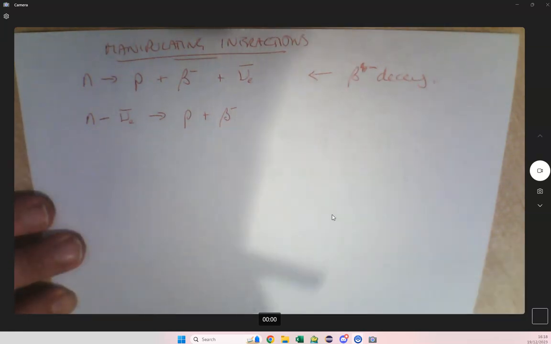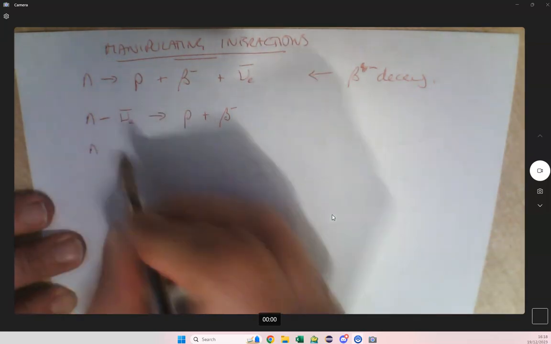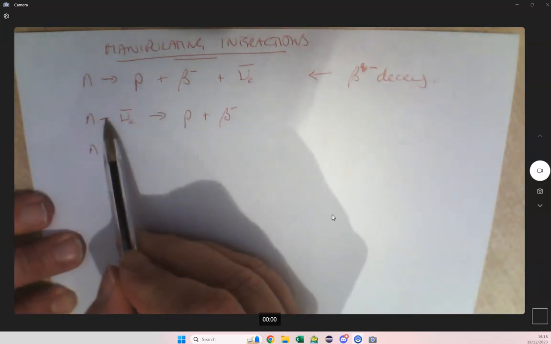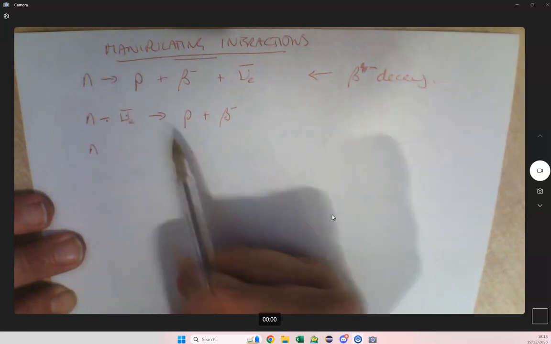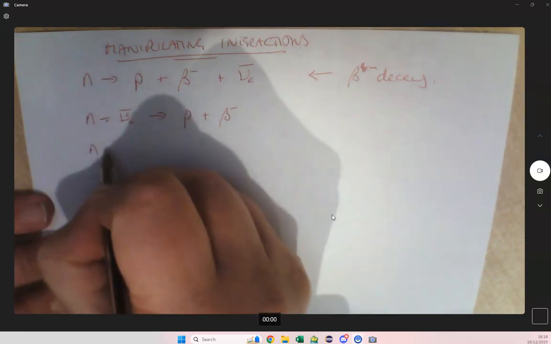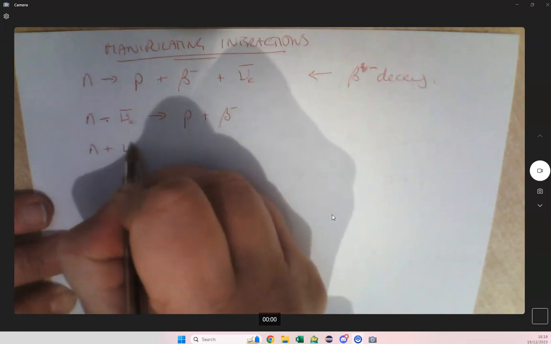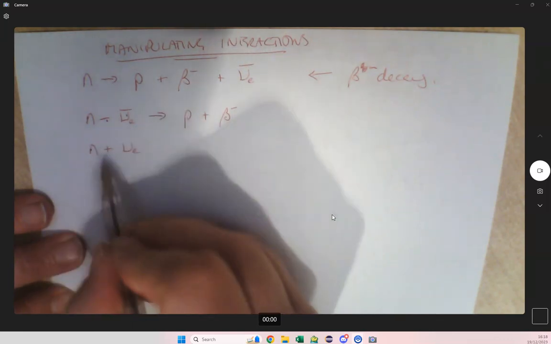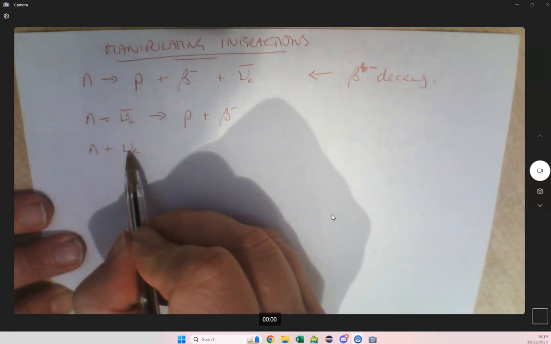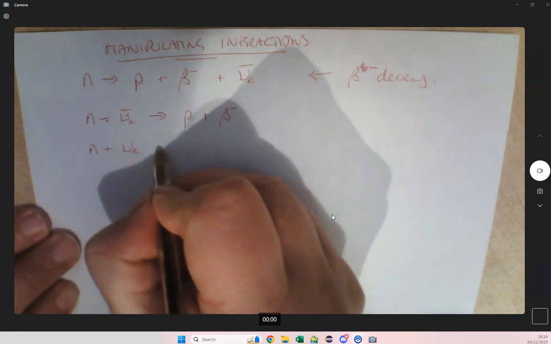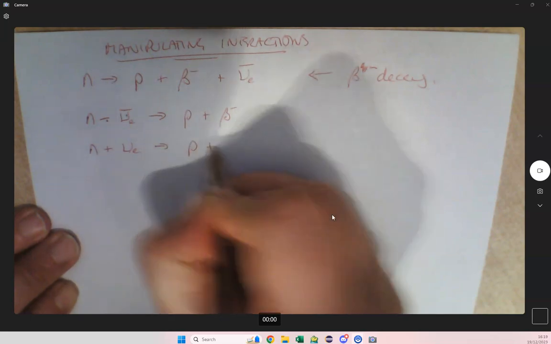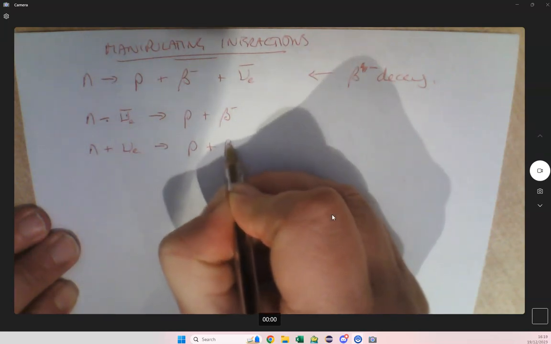But the second thing I can do is say, well, a minus and anti, the same as a minus and minus, is a plus. A minus and anti is actually a plus. So I've actually got a neutron plus an electron neutrino is going to give me a proton plus a beta particle.